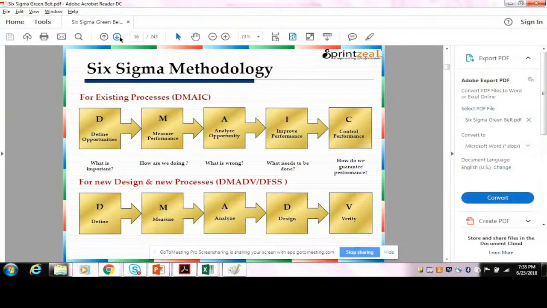There's another one which is called DMADV, or Design for Six Sigma, popularly known as DFSS. DMADV is define, measure, analyze, design, and then verify. You would also hear something known as DMADOV, which is define, measure, analyze, design, optimize, and then verify. Generally this methodology is for a new process, when you're trying to come up with a new design of a product, or trying to design a new process altogether. You would apply DMADV or DFSS. Otherwise, for a process which is already existing, you would do DMAIC.